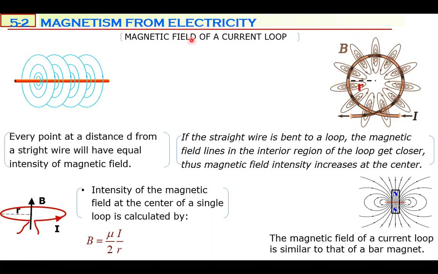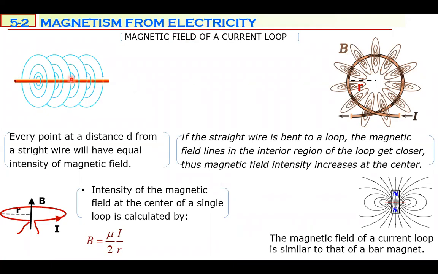Magnetic field around a current loop is the second title. For a straight wire, if electric current is given to a straight wire, the magnetic field lines are circular. They form concentric circles around it. All these represent the magnetic field lines around the straight wire.